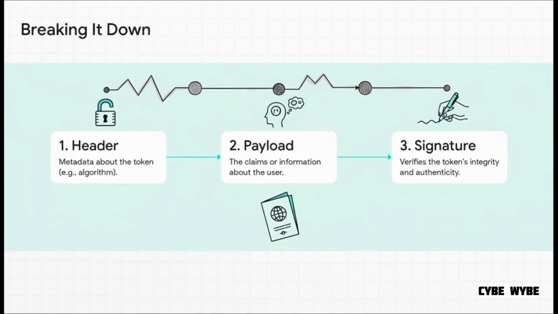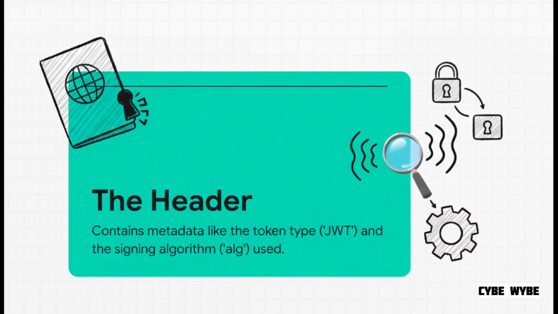Okay, so let's break this thing down. That super long string of text, it's really just three separate parts, all mashed together and separated by a couple of dots. You've got the header, the payload, and the signature. Let's use our passport idea to see what each one does. First up, we have the header. Think of this as the cover of your passport. It doesn't have your name or photo in it. Instead, it just has some basic info about the passport itself. It tells the server, hey, this thing you're looking at is a JWT, and it also says which security method or algorithm was used to sign it. That's super important for later.